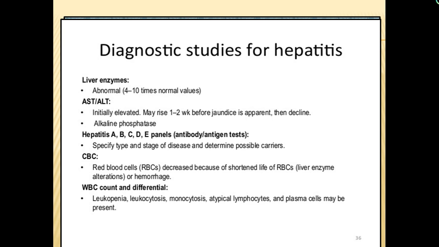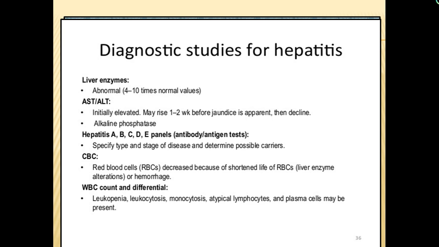Okay, next is alkaline phosphatase. Alkaline phosphatase is an enzyme which breaks down proteins, and it plays a very important role in liver function. So if you have increased alkaline phosphatase, this indicates that hepatitis is there, or the liver is not functioning properly.